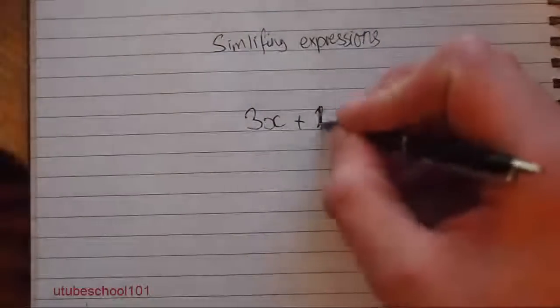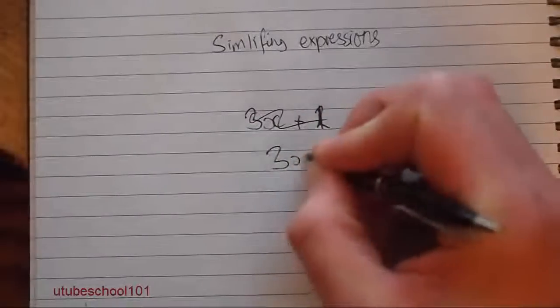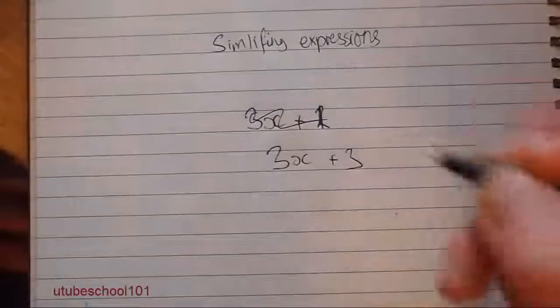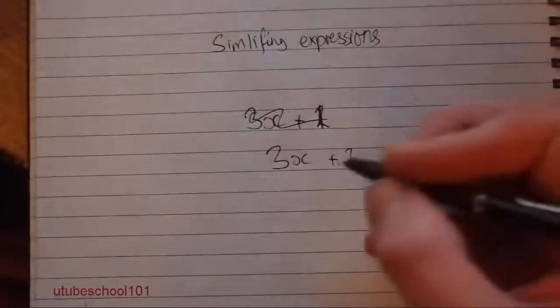Actually, let me make this one a 3, so it works better. So you can simplify an expression to make it easier to use. So 3x add 3, it looks very simple. However, we can put this into brackets to make it a lot easier when we're subtracting, dividing or multiplying.